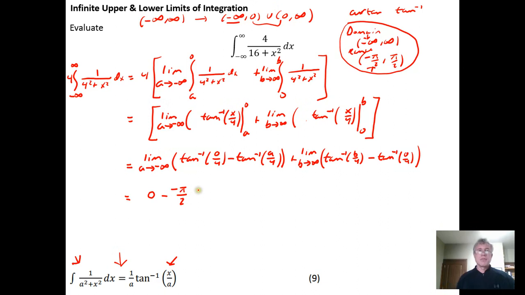And then we go plus over here, and we need to take the limit as b becomes infinitely large. As b becomes infinitely large, b over 4 becomes infinitely large, and as the inputs to the tangent inverse function become infinitely large, the outputs approach pi over 2. You never get pi over 2, but in the limit it's pi over 2. So we get pi over 2 minus the tangent inverse of 0, which is just 0. Then we can simplify. We have a double negation, which makes this a plus. So pi over 2 plus pi over 2 is 2 pi's over 2, which is just pi.